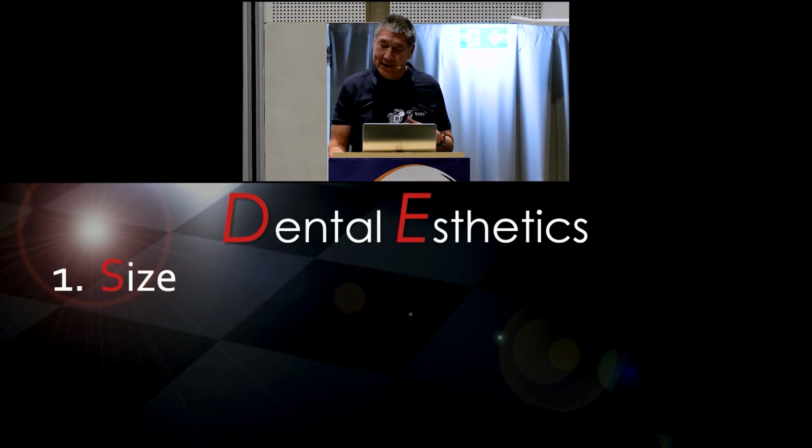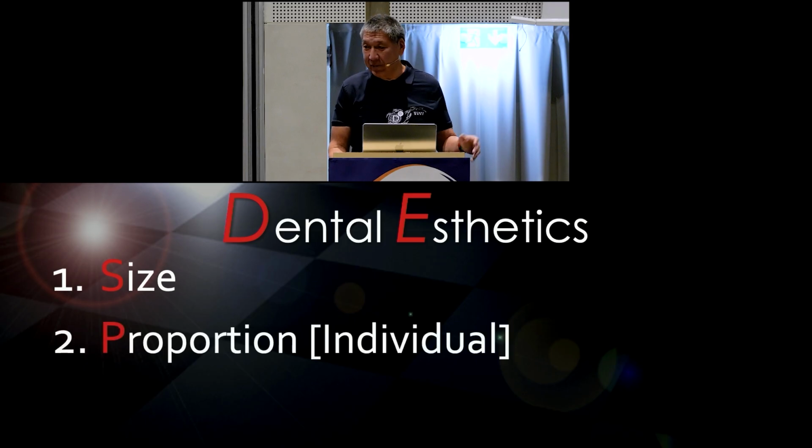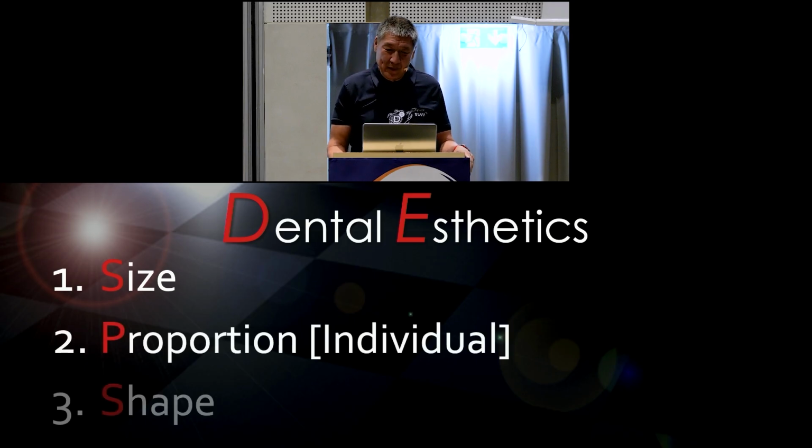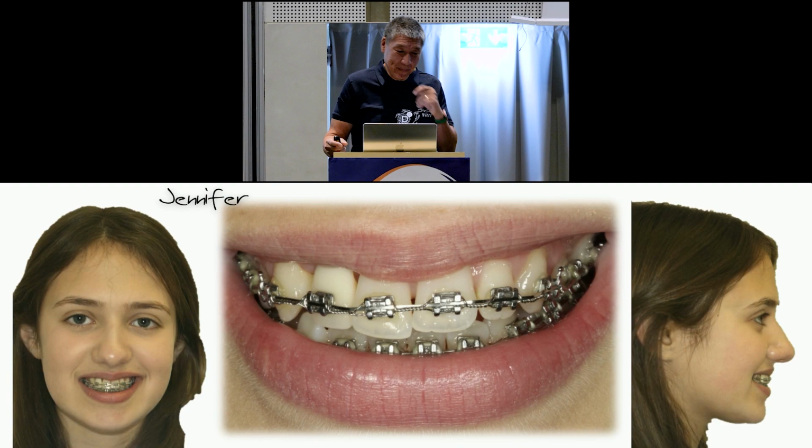When we talk about dental aesthetics, let's talk about some of the basics about tooth size. We'll speak about individual proportion, and we'll talk about shape. Let's go through some clinical examples.